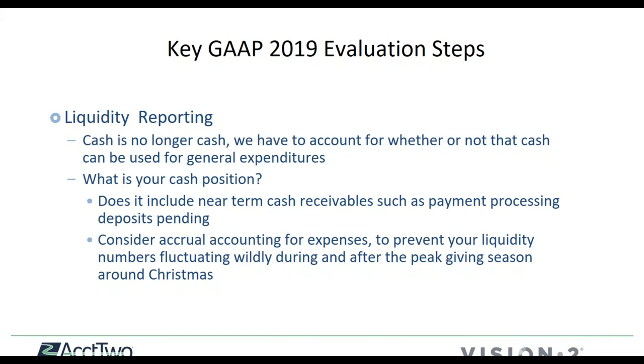And then thinking about our cash position and being able to accurately report that does include near-term cash receivables, and considering accruals for expenses, so we don't end up with a fluctuating liquidity number that spikes real high in December because we've got all that revenue coming in. And then, of course, you have the fund payment processing expense that shows up in a big pile in January and draws your January liquidity number down. So think about how you can allocate those expenses to where the revenue is occurring, to help smooth out that liquidity and clean up some of those numbers.